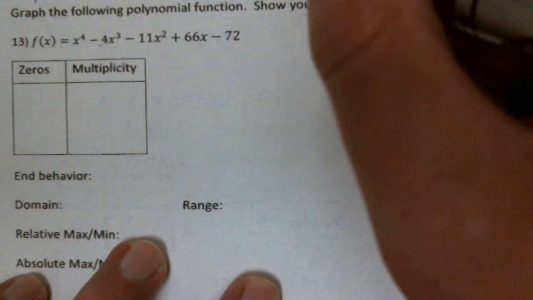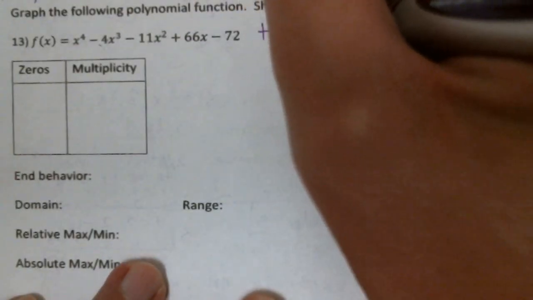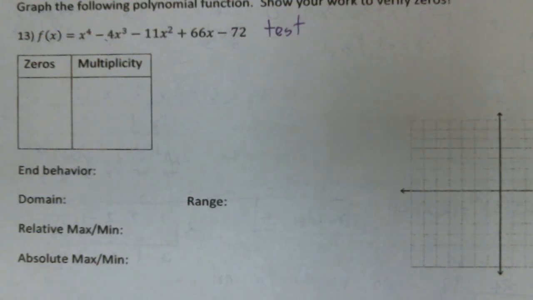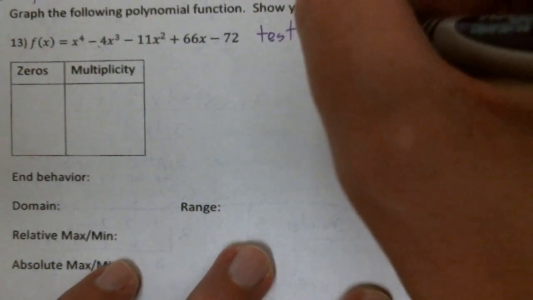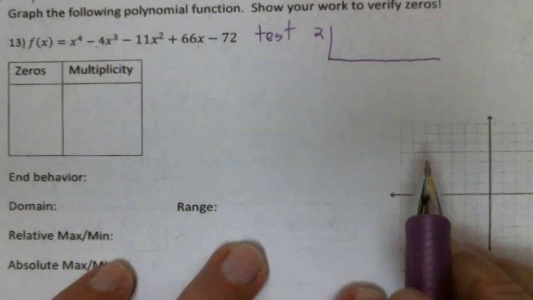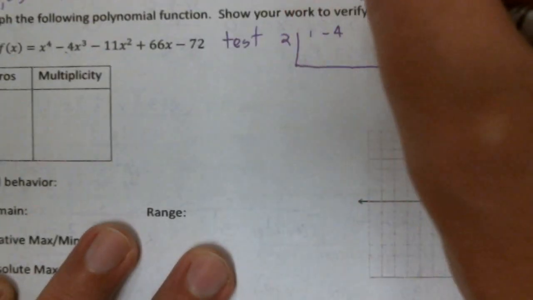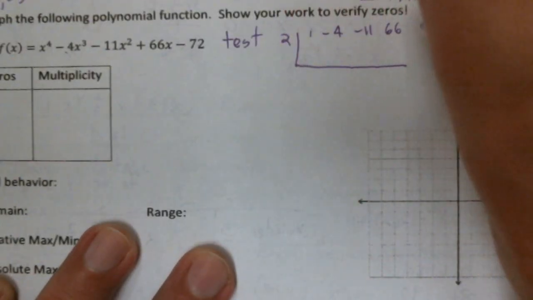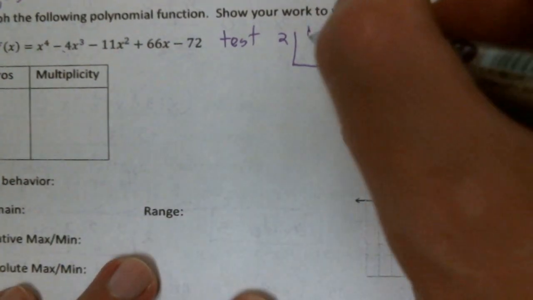So let's test. Again, I think on the answer key I started with 2. So let me be consistent this time with my answer key online. So I'll test 2. Do I need any placeholders? 4, 3, 2, 1. Nope, I'm good. 1, -4, -11, 66, -72. Hopefully you guys are getting proficient at this by now.